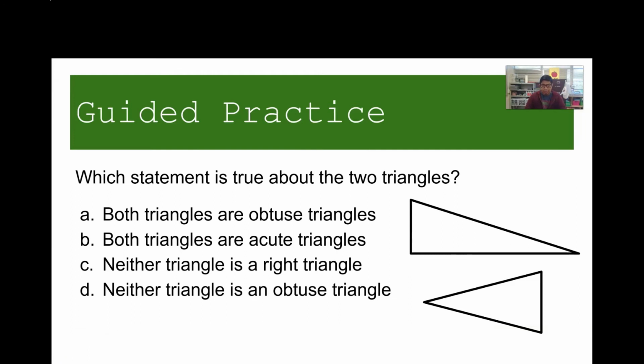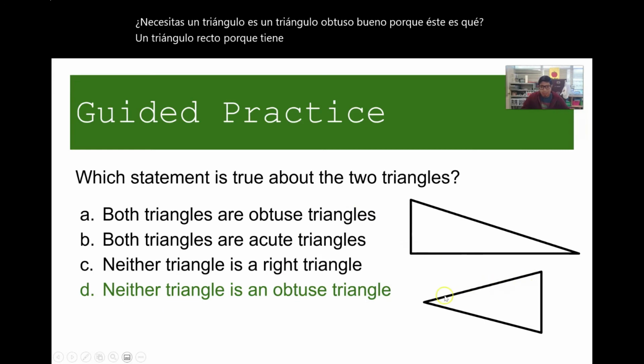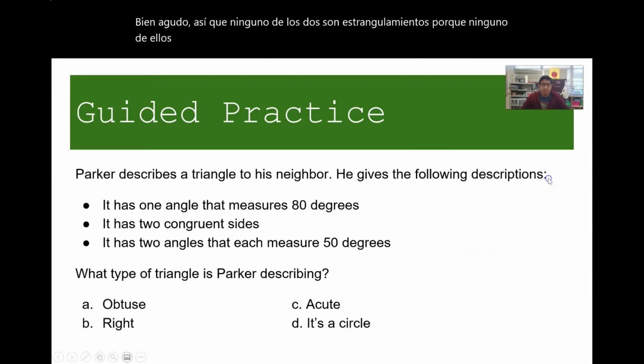All right, let's see then. D, neither triangle is an obtuse triangle. Good, because this one is what? A right triangle because it has the right angle there. And this one has what? Acute. Good. So neither one is an obtuse triangle because none of them have an obtuse angle. Good job. Last question.